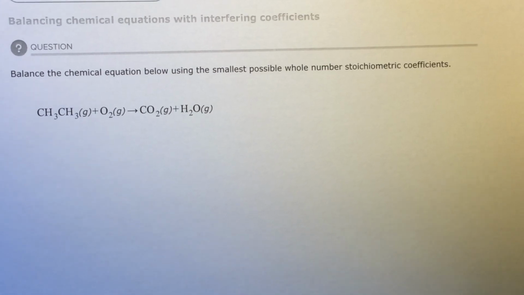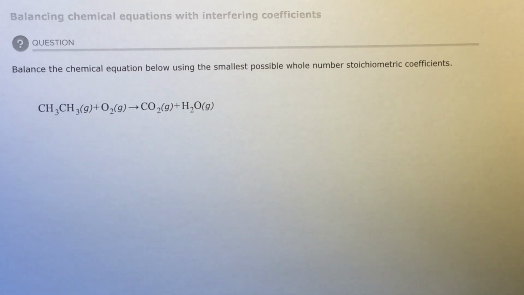Welcome back. This is an Aleks training video on balancing chemical equations with interfering coefficients. Interfering coefficients is a fancy way of saying this is hard. The reason it's hard is because you're going to have to go back and forth erasing what you've done because they don't fit. You'll have to just sometimes redo it, going back and forth, left and right, multiplying each time.